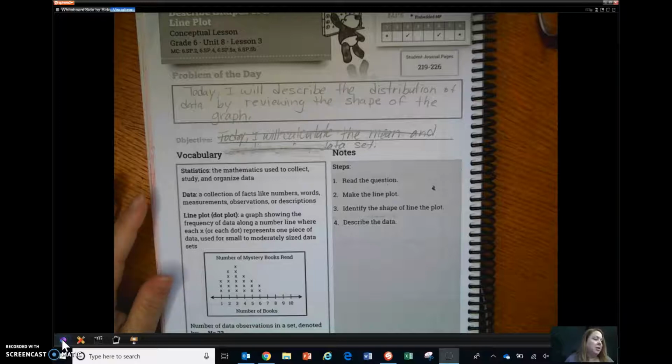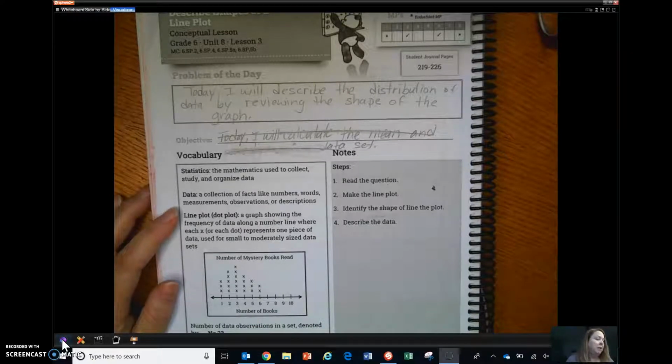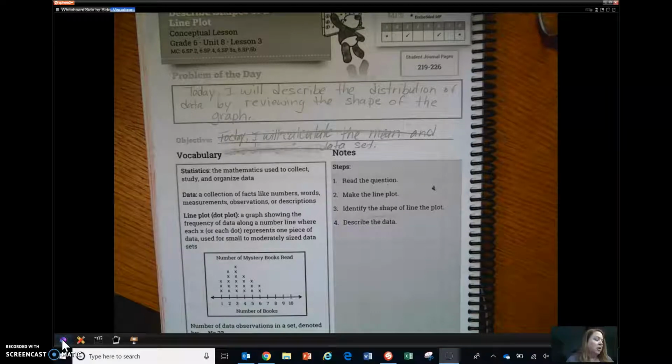Remember, this is statistics. We are collecting data. Data is like numbers, words, measurements, observations. Today is going to be a line plot. It's also called a dot plot.